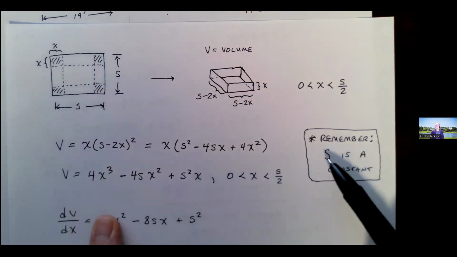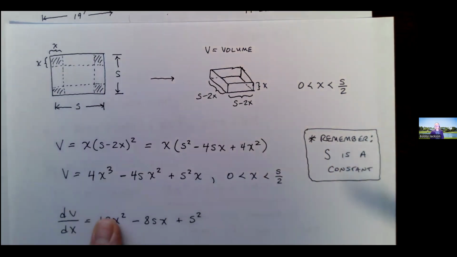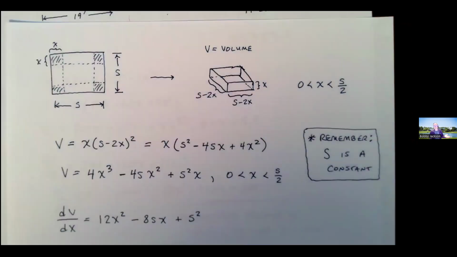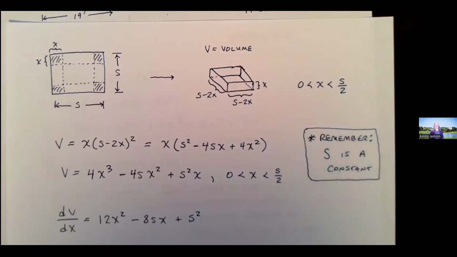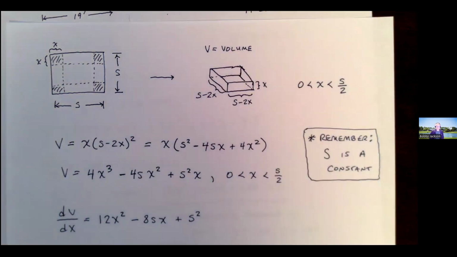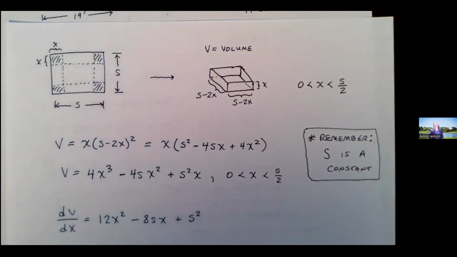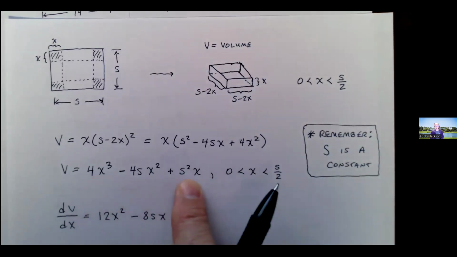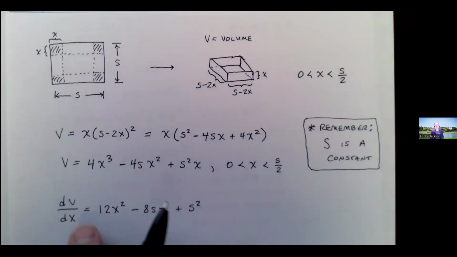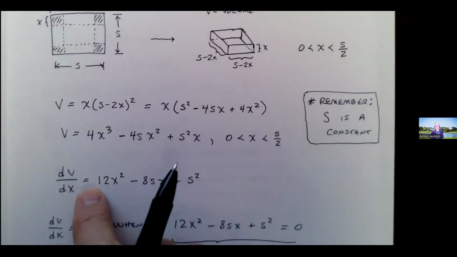Keep in mind, S is a constant. S is not a variable. S is the length of the side. So S is 10 feet. S could be 12 feet. S could be 20 feet. We're just going to get an answer in terms of S. So what are we going to do to maximize this? We're going to find critical points. So I take the derivative, remembering S is a constant.